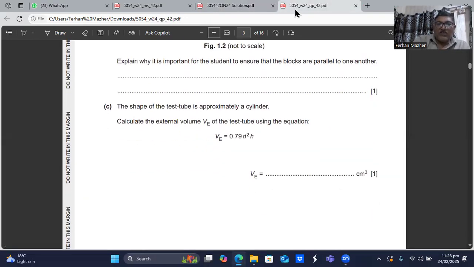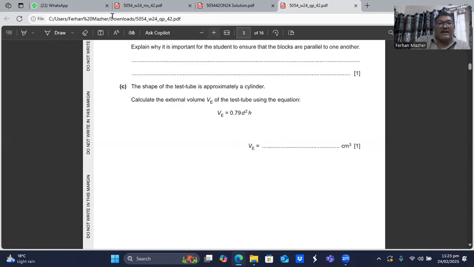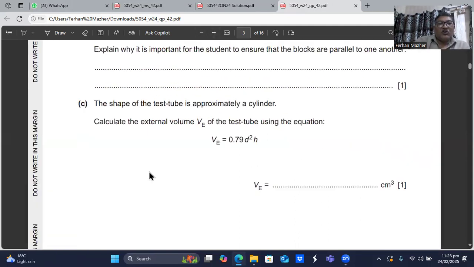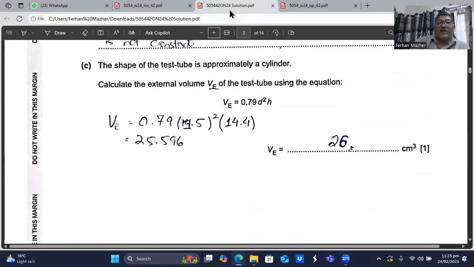Okay, so question number one and its C part. He says the shape of the test tube is approximately a cylinder. So calculate the external volume VE of the test tube using the equation. The external volume is equal to 0.79 D square into H. The value of the D and the H we have in the A part. So from there, I will take those values and I will just calculate this answer. So here you can see, 0.79 multiply 1.5 whole square into the 14.4.